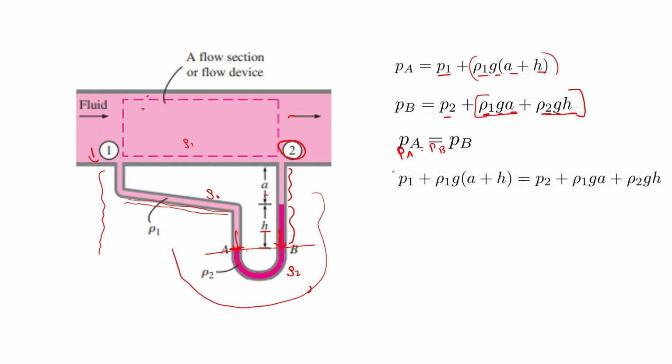So you can write P1 plus rho 1 g into (a plus h) is equal to P2 plus rho 1 g a plus rho 2 g into h. So P1 minus P2 will be equal to (rho 1 minus rho 2) into g into h. This is how you calculate the pressure difference in a pipe using a U-tube manometer. Remember that there is no effect of inclination in the values.